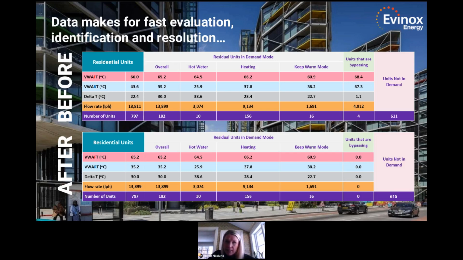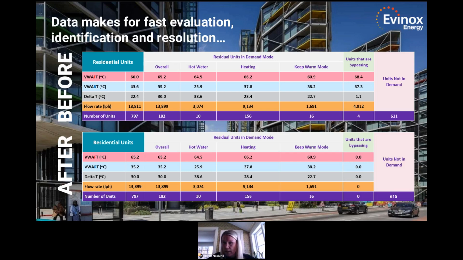But out of these 797 units installed, 4 of them were bypassing, and we could see that they were bypassing because we could see that the valves were in a 0 position, so they were meant to be closed, but we could also see that there was a flow rate going through them. So 4 units out of 797 had a flow rate of almost 5,000 litres per hour. So that is 26% of the total flow rate through the system was returned at 67 degrees, so hardly any delta T at all, which obviously brought up the aggregate return temperature.